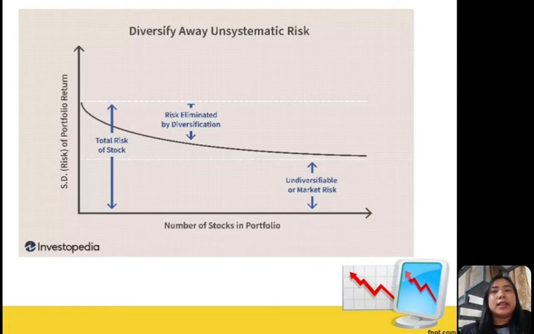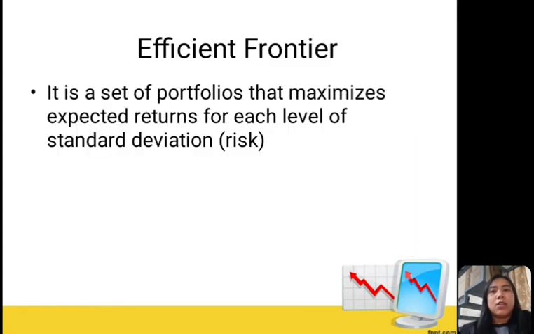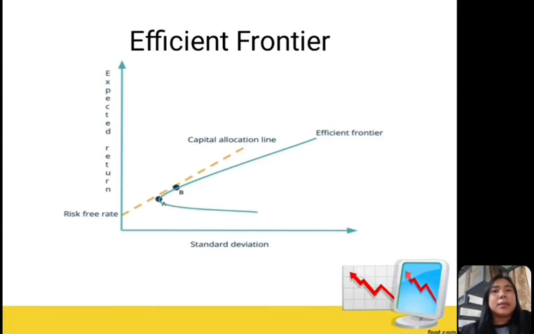Now that we understand the benefits of diversification, the question of how to identify the best level of diversification arises. Enter the portfolio frontier, also known as efficient frontier. It is a set of portfolios that maximizes expected returns for each level of standard deviation or risk. Here's a typical illustration of efficient frontier.